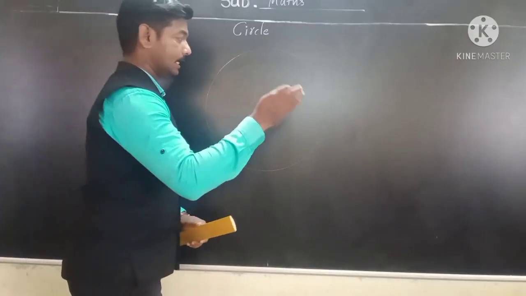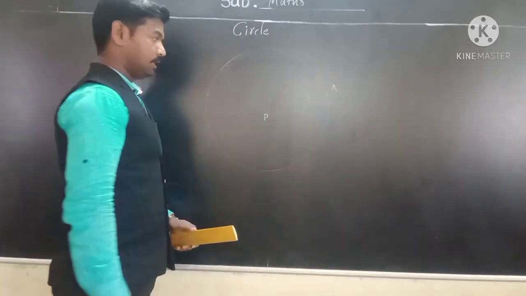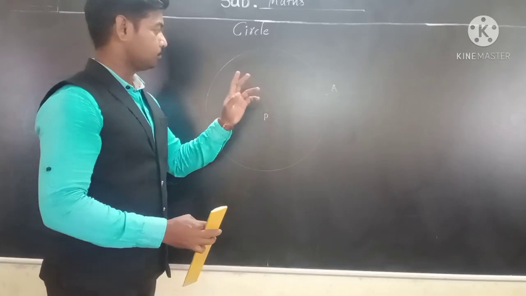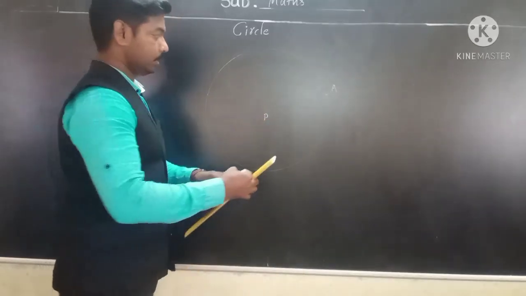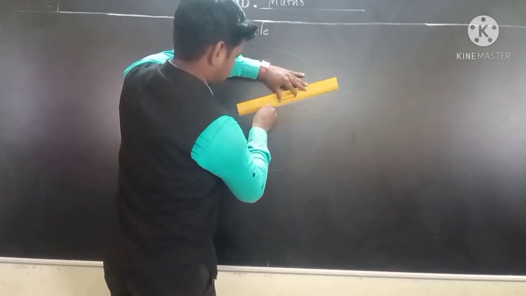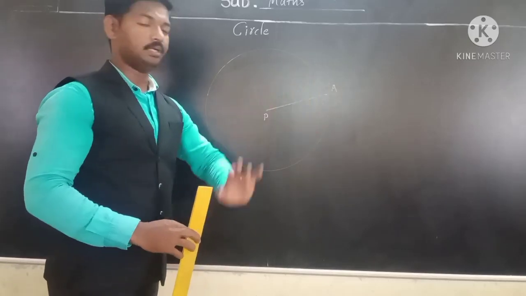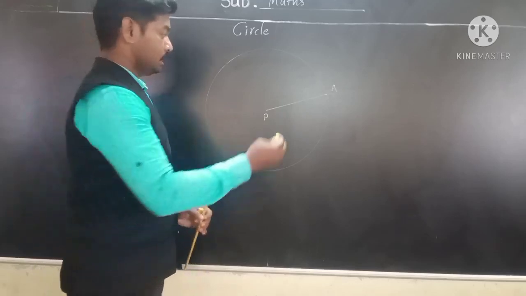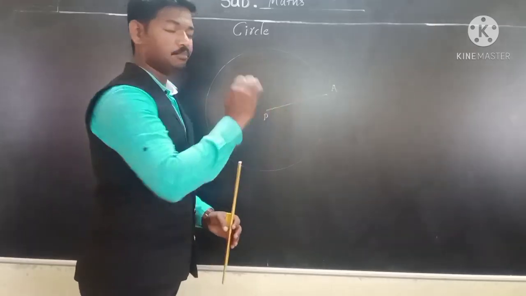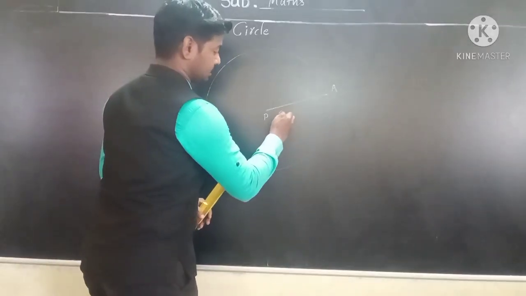Okay. Then we will take any point on a circle. I will give the name as A. Okay. So A is a point on a circle. Now we will join this point A and point P. So the center of the circle I have joined with a point which lies on the circle. Okay. The line segment which joins the center of the circle and any point that lies on a circle is known as radius.